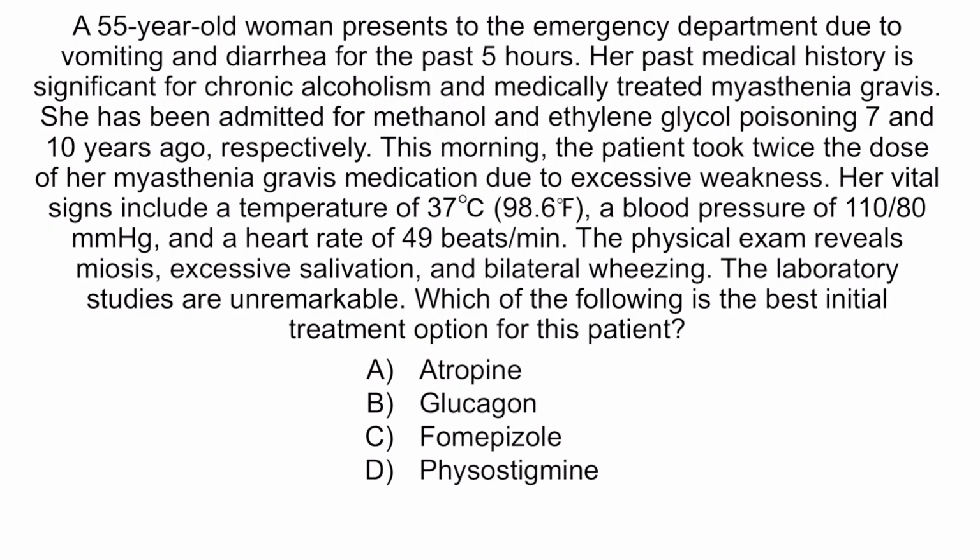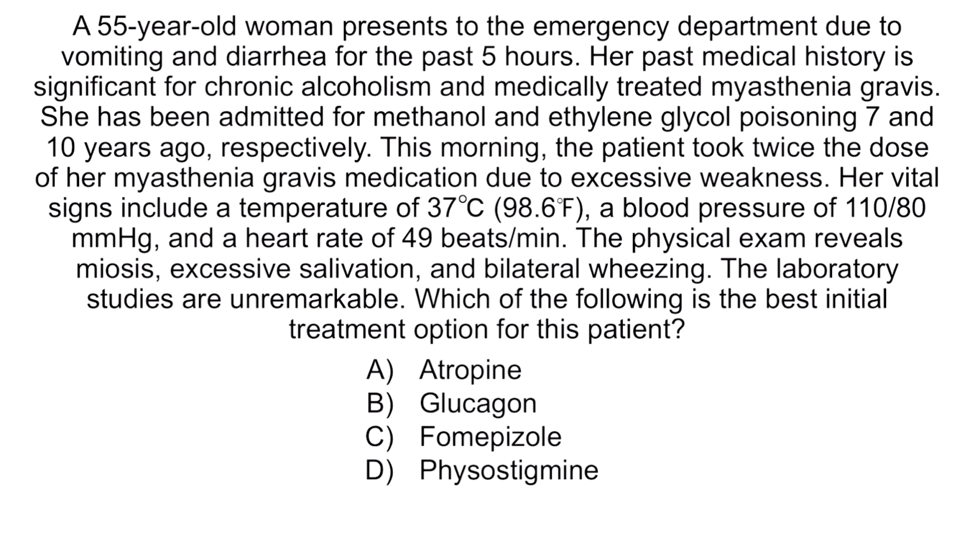Let's conclude this lecture with a board-style question. A 55-year-old woman presents to the emergency department due to vomiting and diarrhea for 5 hours. Her past medical history is significant for chronic alcoholism and medically treated myasthenia gravis. She has been admitted for methanol and ethylene glycol poisoning 7 and 10 years ago, respectively. This morning, the patient took twice the dose of her myasthenia gravis medication due to excessive weakness.